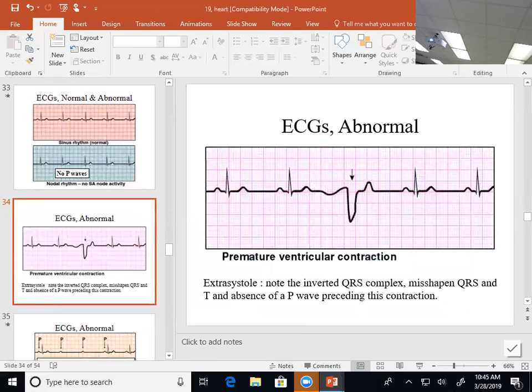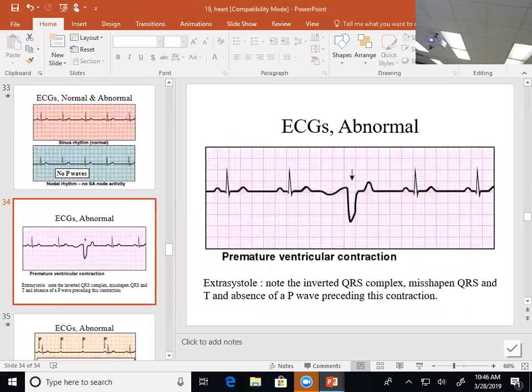There are others that you would notice right away. You would notice something at this inverted QRS. This is called a PVC, premature ventricular contraction. Have y'all heard those? It's actually normal to have some of those, but you shouldn't be having too many of those.